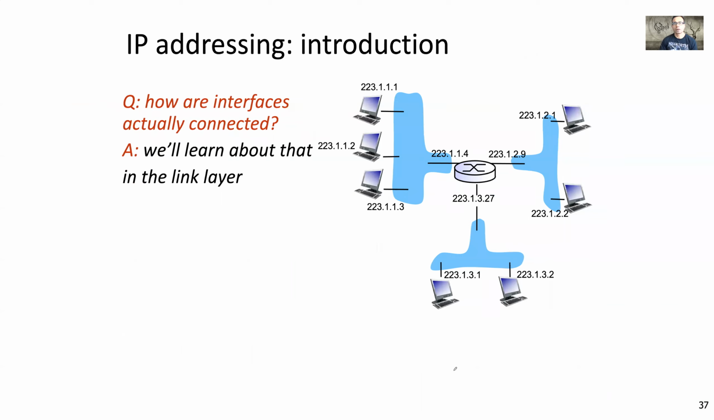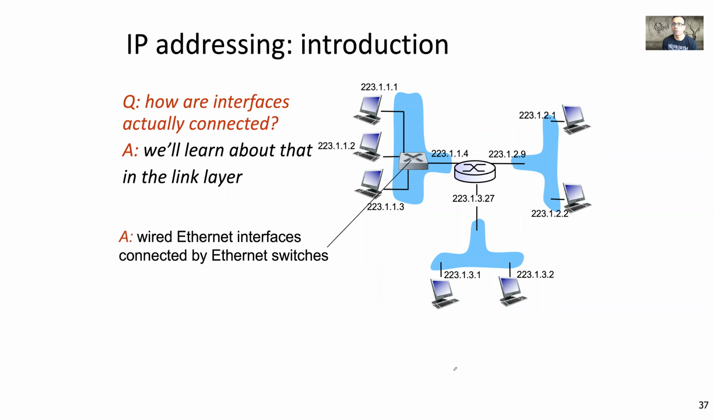Now, the question is, how are the interfaces actually connected? Since we are currently focusing on the network layer, we don't really care about that in this discussion, but we'll certainly look at that in the link layer. But just for a quick preview, the typical option with a wired network is to have an Ethernet switch, like you see here, and then you have the Ethernet cable running from your machine to the Ethernet switch, right? So this is kind of like a star topology as you see it here.